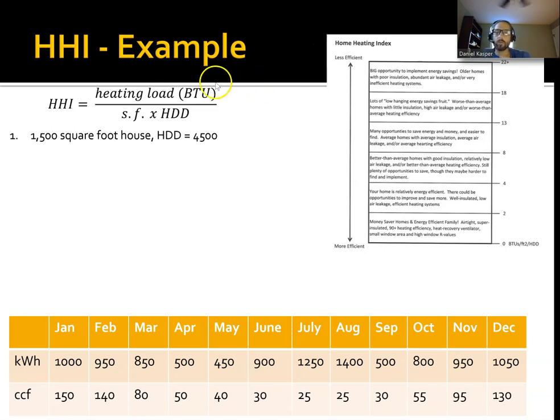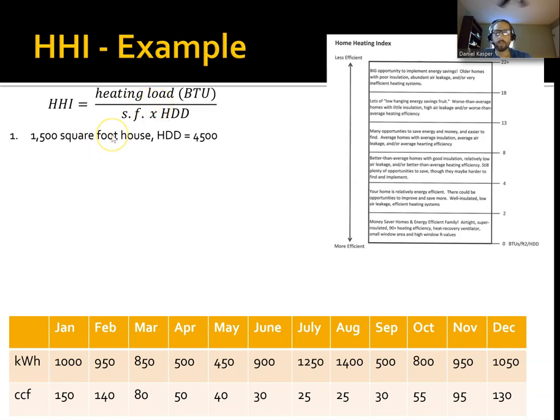And then if you recall our formula for HHI, you take the total heating load in BTUs, you divide that by the square footage, and divide that by the heating degree days for wherever you are. Okay, so the equation is pretty simple. But there's really only 3 variables here, and it can be a little complicated to get some of them, particularly the heating load, so I'm going to go over the heating load part here.